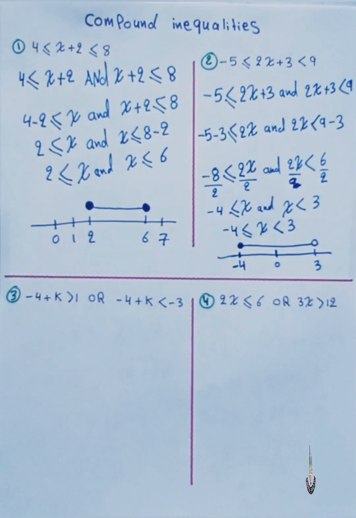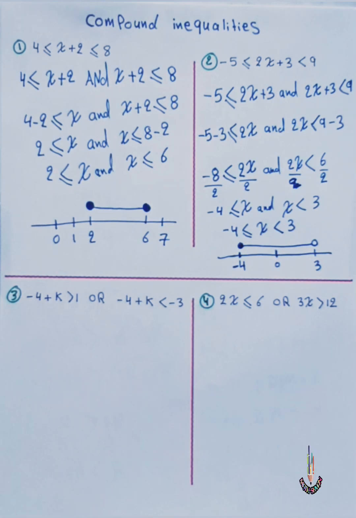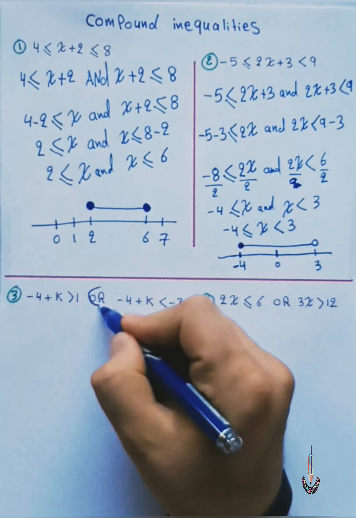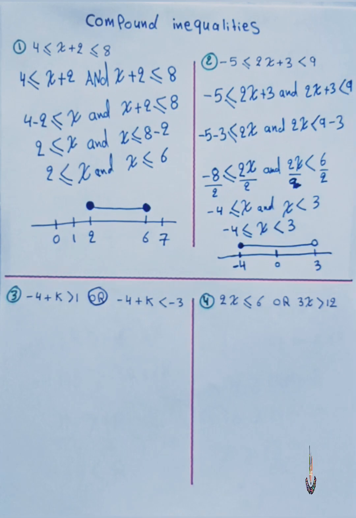Example number 3, we have negative 4 plus k is greater than 1, or negative 4 plus k is less than negative 3. So we have "or". This inequality is like that, and we have to solve each inequality apart.